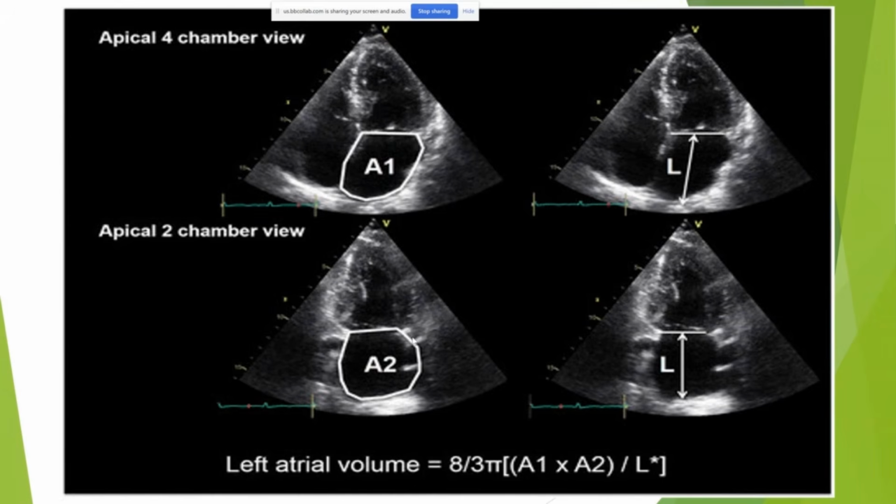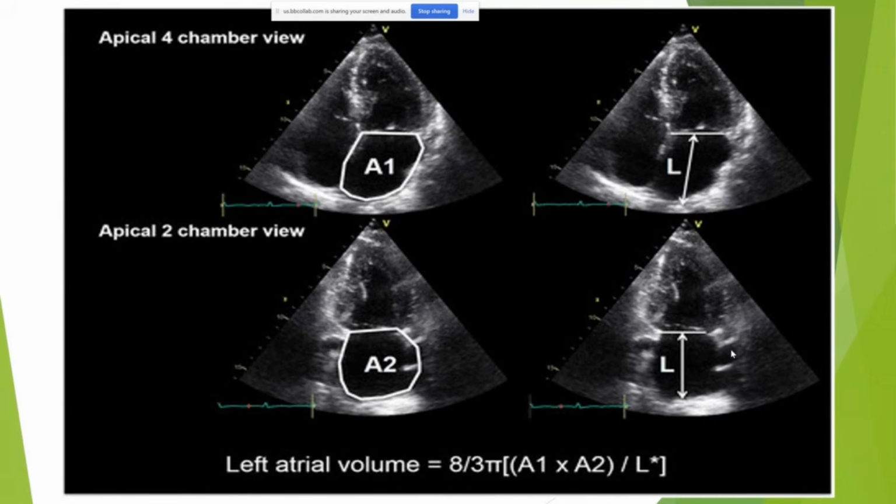So when we perform planimetry or when we trace the chamber, we should not include the pulmonary veins, which are these, and we should not include the left atrial appendage, which is this right here. So we need to trace just the inside and leave out the pulmonary veins and the left atrial appendage.